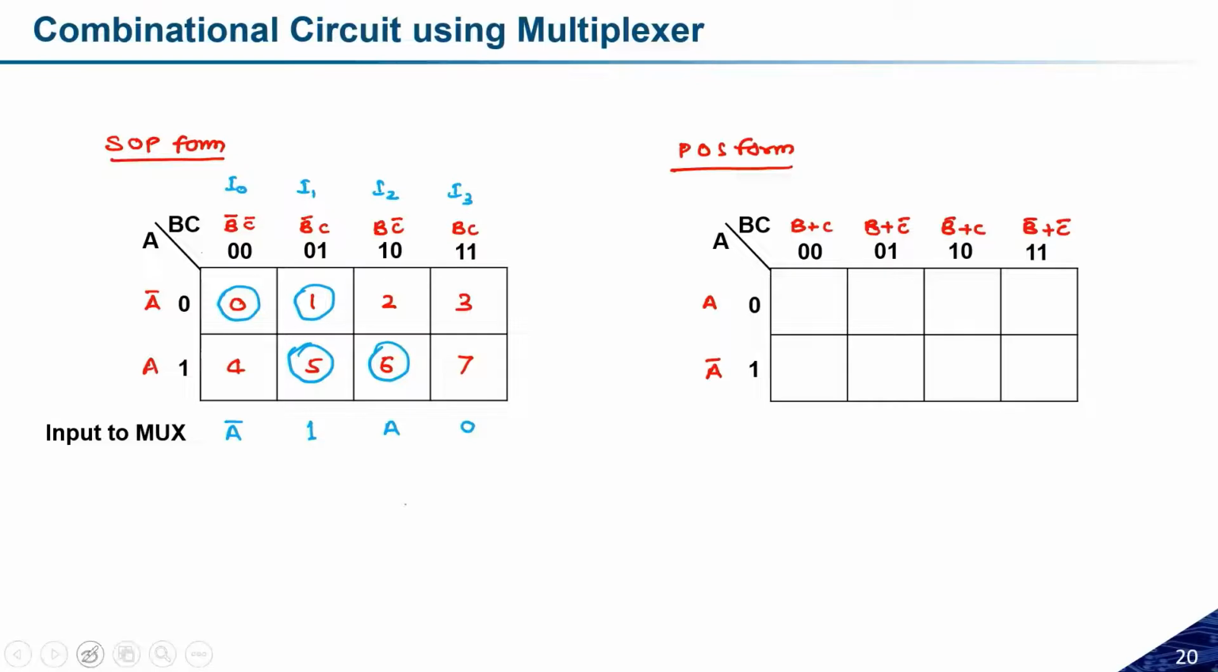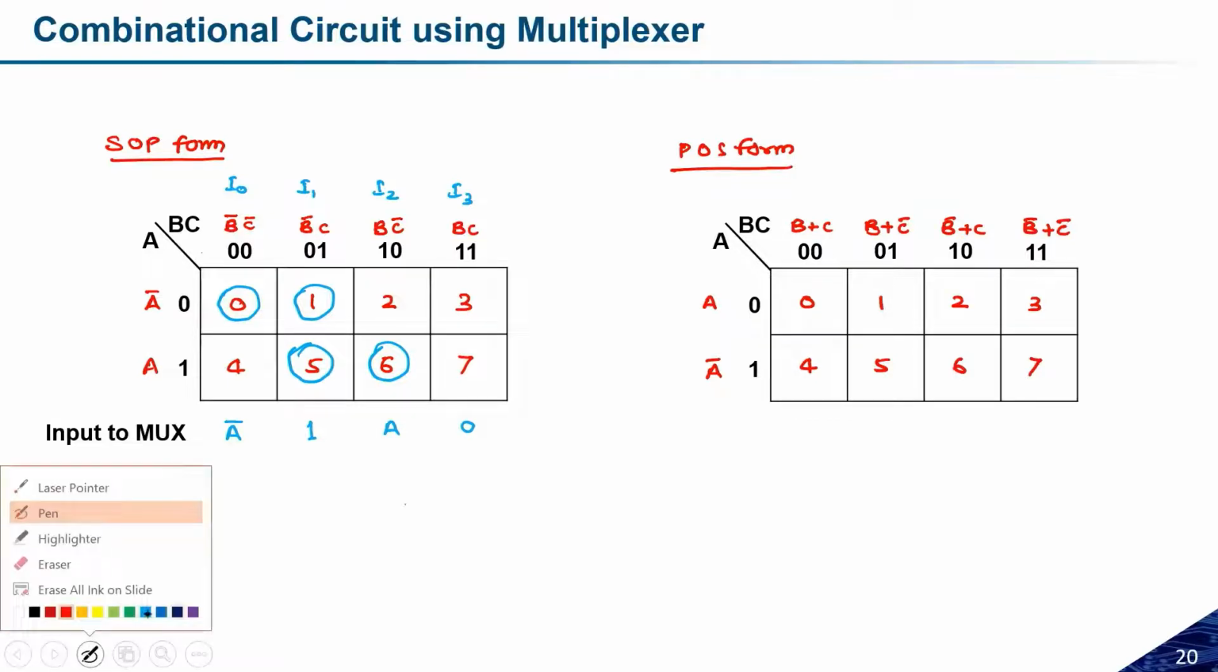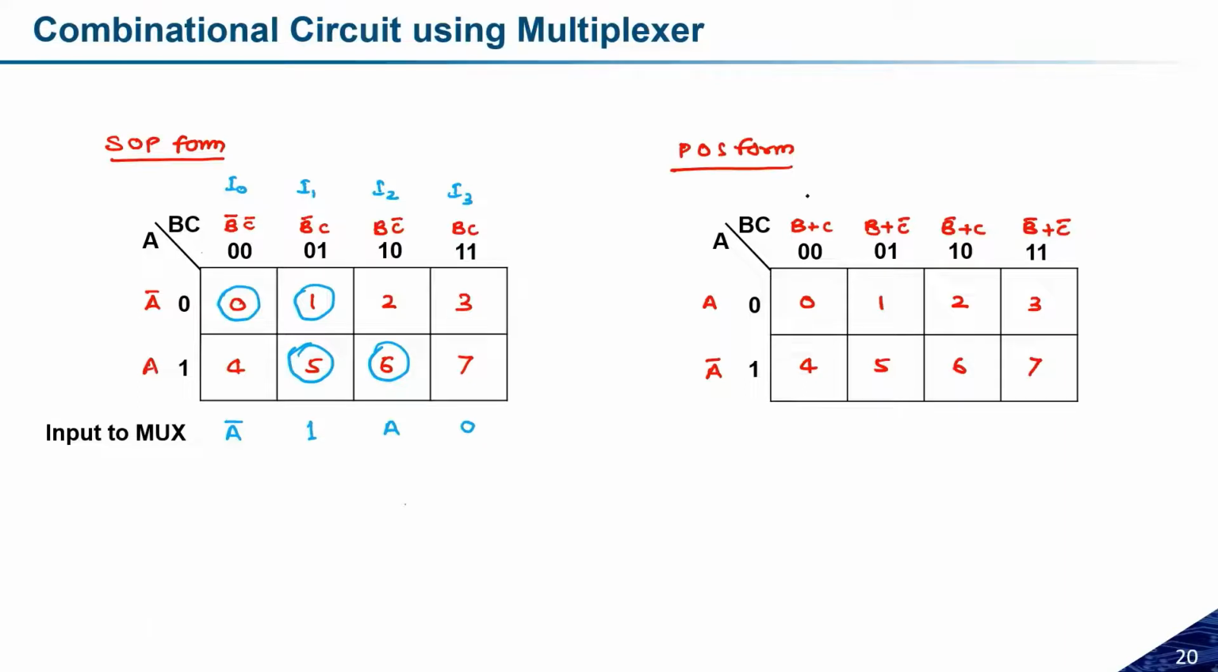Now let us try to see what are the inputs that we can keep. Similarly, we can have the max terms from 0 to 7, because we are considering the POS form. Now, just like I told you about the SOP, I can have 4 inputs possible here: I0, I1, I2, and I3. So again, the number of columns represents how many inputs we need, and what is the order of multiplexer that we can implement based on this.